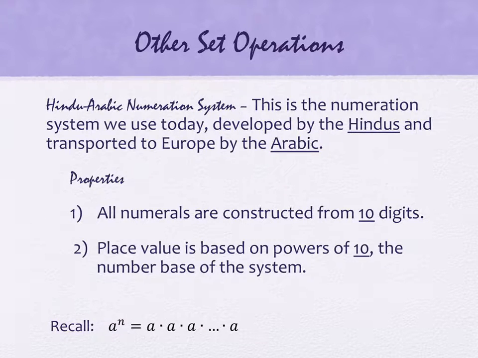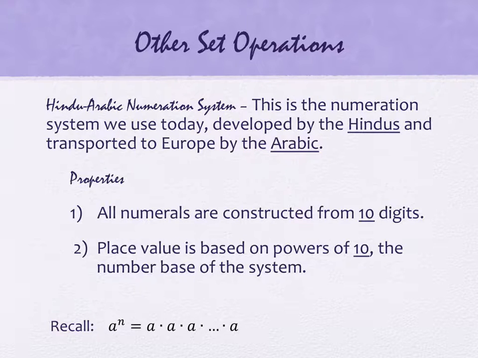Okay, so to start with, our number system is called the Hindu-Arabic numeration system. It was developed by the Hindus and then transported to Europe by the Arabic. The properties in this number system: all numerals are constructed from 10 digits. What's our smallest digit? 0. And what's our largest digit? 9. So we do not have a digit that's 10. That's 2 digits. So 0 to 9.